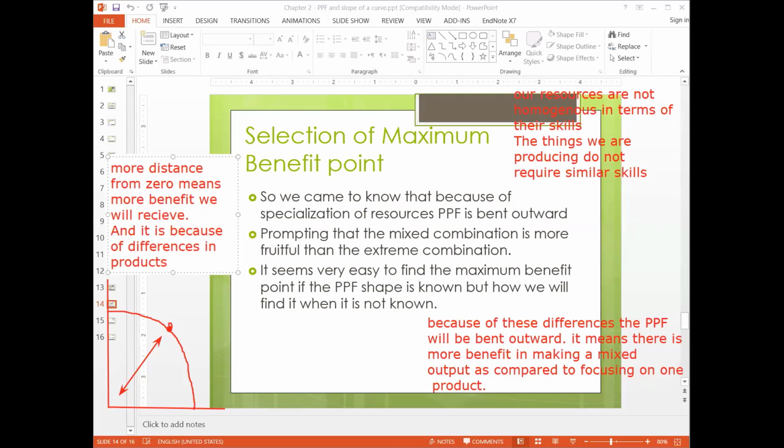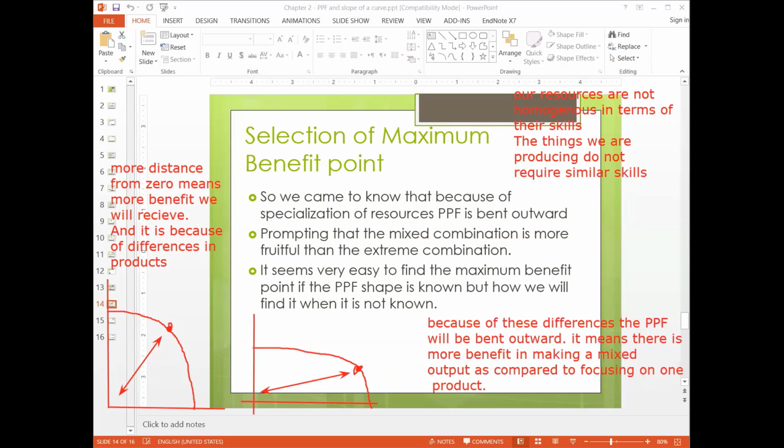Okay, so this is the topic that we are discussing now. The problem at hand is that we don't know where this point is. So our PPF can be like this. Let's just make an example. PPF can be something like this, where the center point is somewhere here. The benefit point is somewhere here. It's not in the center. So the problem is that if it is not in the center, it's not easy to find.